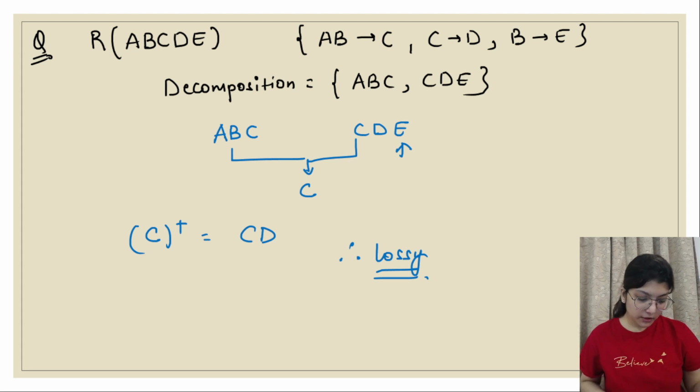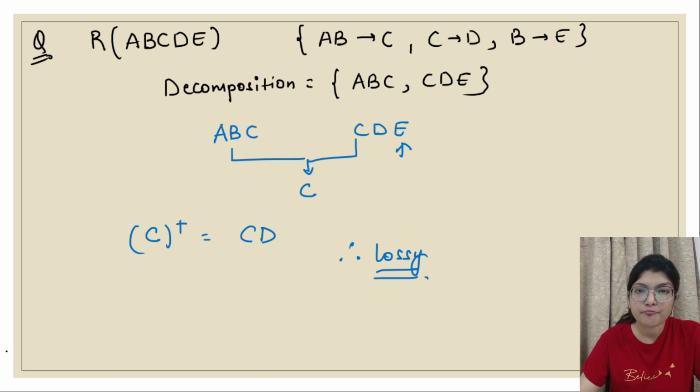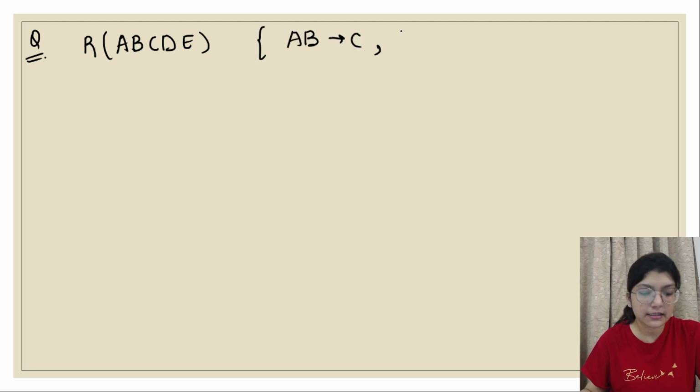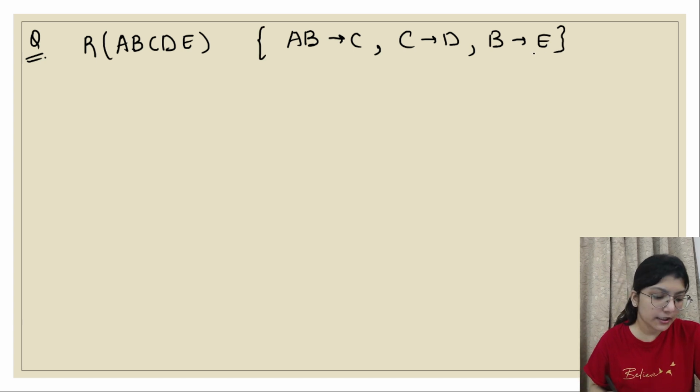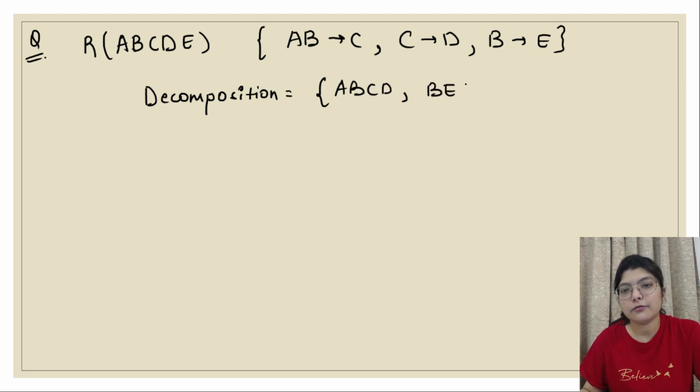Okay, so if I give you one more, suppose this only I have, and here what I have is a relation R with A, B, C, D, E. Same I have, and the functional dependencies are also the same: AB to C, C to D, and B to E. Okay, and the decomposition is done into ABCD and BE. This is what the decomposition is performed upon. So now tell me whether it is lossless or lossy.